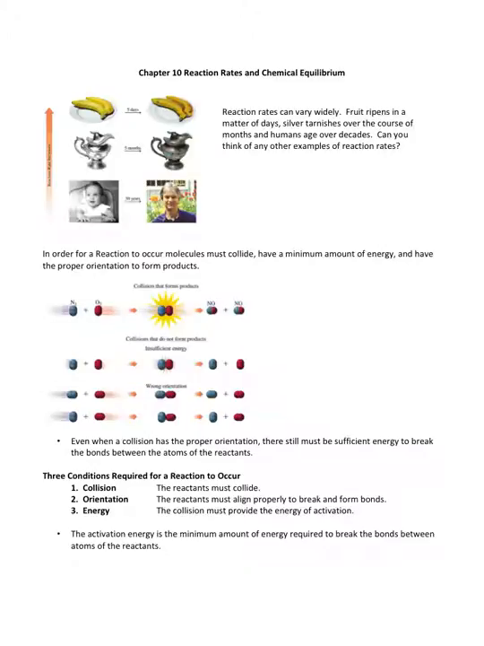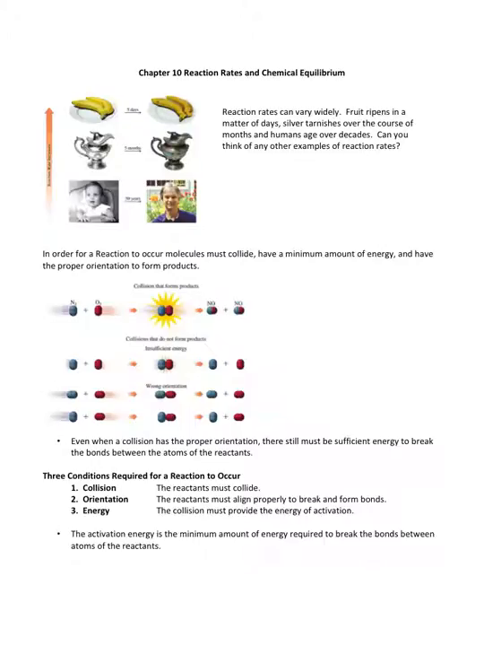So let's talk about what you have to have in order for a reaction to even happen. I mean, never mind the speed. What do we have to have for the reaction to occur? Well, there are some criteria. The first three conditions that are super important: number one, collision. The reactants have to collide with each other. If there is no collision, there is no reaction.